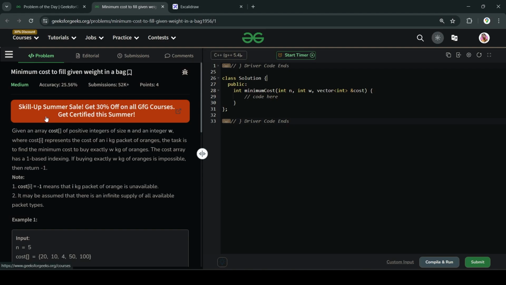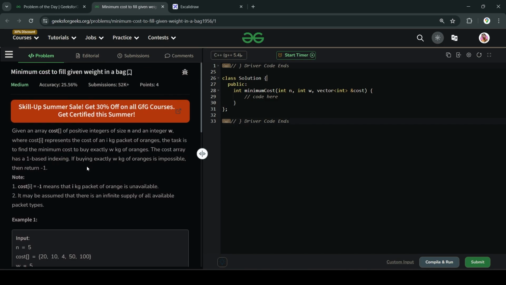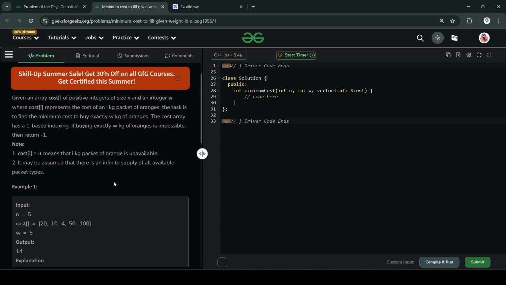So hi guys, today we have another problem, that is minimum cost to fill given weight in a bag. I'm not going into the detail of the question. Basically, this is a modification of the unbounded knapsack problem. So if you know the unbounded knapsack problem, then try it yourself.